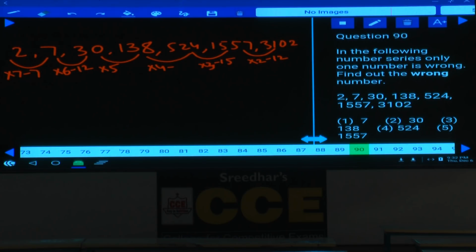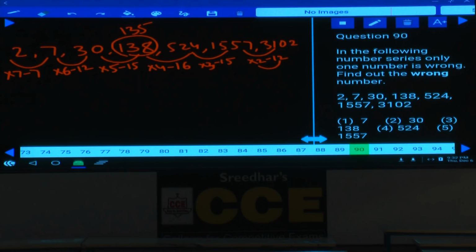Now in this one 30 into 5, and now if you take this one 138, now 130 into 5 is 150, 150 minus 15, let us take for example this will be 138. Now if this is 135, 135 into 4 is how much? 270, 270, 540. 540 minus how much? Minus 16.